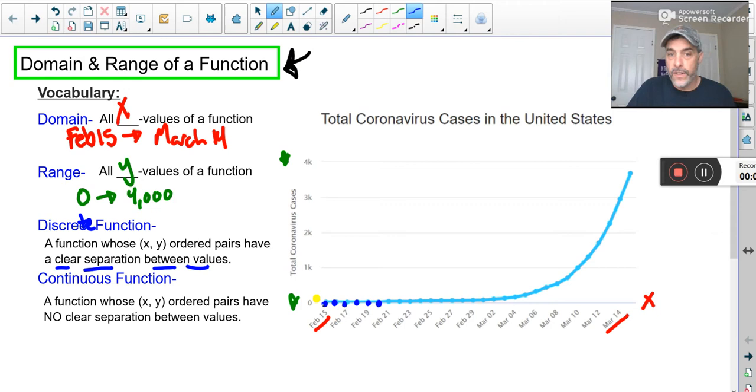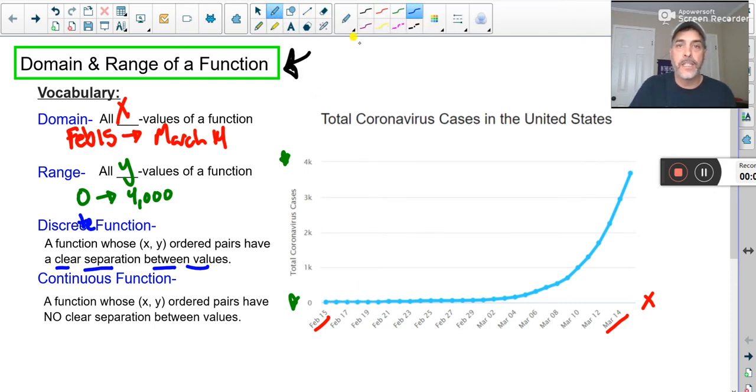So we get a February 15th, a February 16th, a February 17th update of the coronavirus cases. There is clearly a separation because we only get one data point per day. However, because they've connected the dots, it's a little misleading. It looks more like a continuous function. A continuous function is a function whose xy ordered pairs have no clear separation between values. Connecting these dots would make it seem like we're constantly getting data, like every second of the day we're getting a new number. And in this case that really isn't true. So this should be a discrete function with a clear separation between data points.